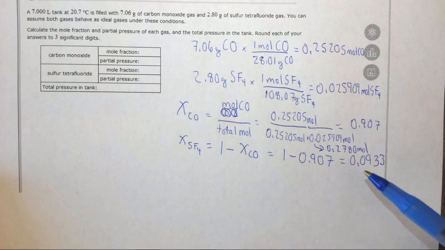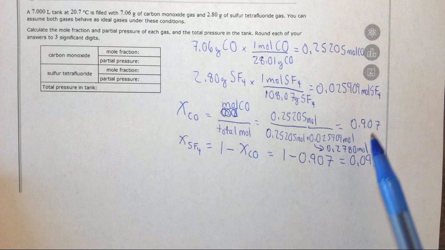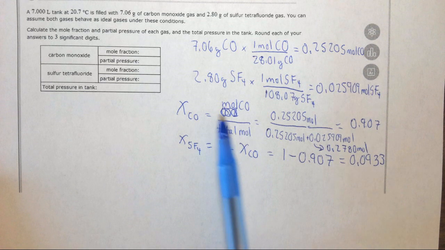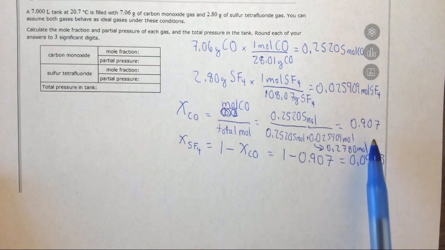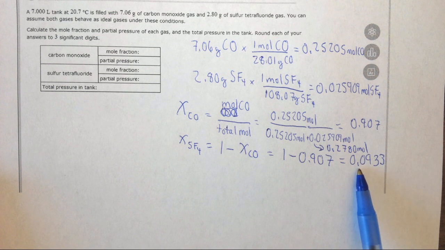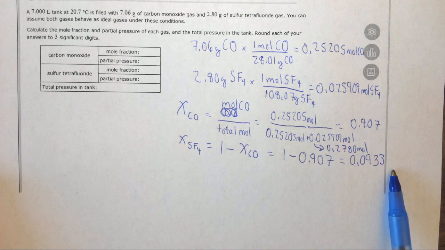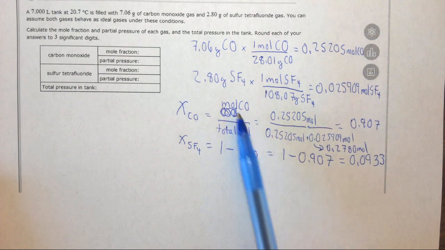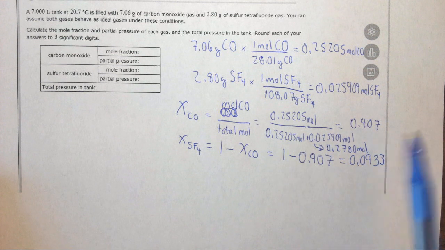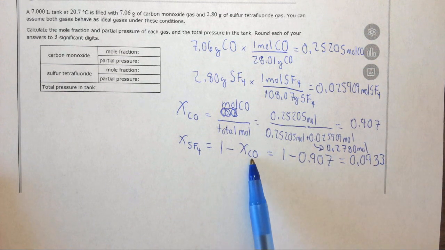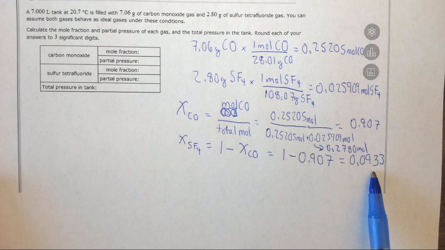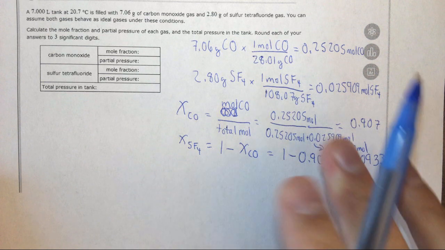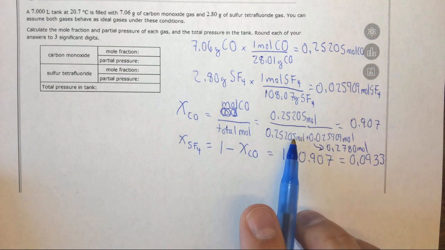In the previous video on this playlist, I go through how to find mole fraction. Here, I have simply done that work already. So I've gotten the mole fraction of CO, which is 0.907, and the mole fraction of SF4, which is 0.0933. And I did that by converting grams to moles for each, and then taking the moles of CO and dividing by the total number of moles. Since there's only two gases, I did 1 minus the mole fraction of CO to find the mole fraction of SF4. Again, I go into this in great detail in the previous video, and I didn't want to spend the first 5 minutes of this video doing that.